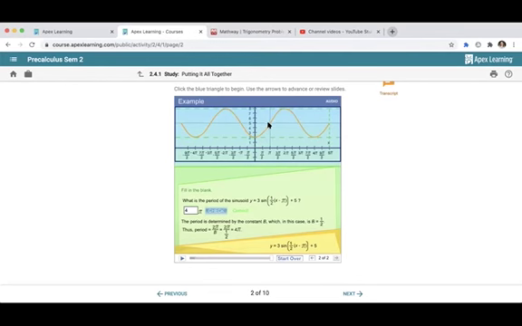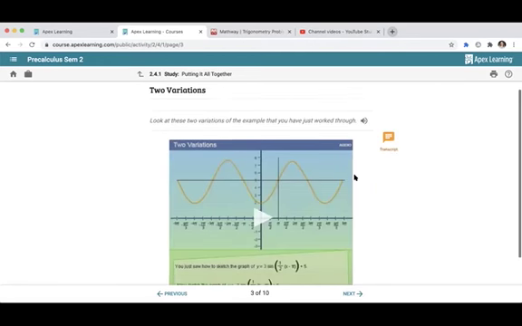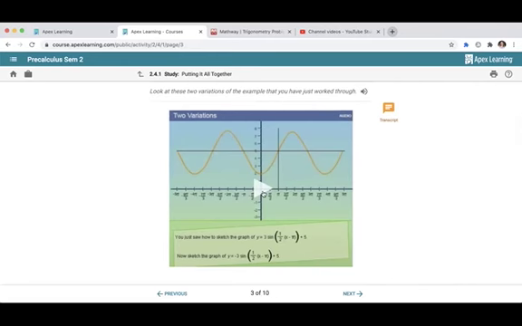Same thing here, you go down those 3 units, come back up and cross 2 pi later, up, cross 2 pi later. Then here we can look at 2 different variations.